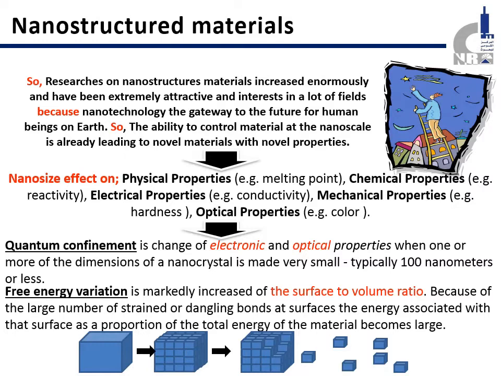Nanostructured materials make a complete change in all physico-chemical properties: physically, chemically, mechanically, optically, or electrically. Once the material is prepared on the nanoscale, the quantum confinement phenomenon appears, meaning that we are making a confinement in at least one dimension to the scale of nanometers. And also, the free energy variation property appears, meaning an increase in the surface-to-volume ratio due to the increasing number of dangling bonds on their surface, as shown in this figure.